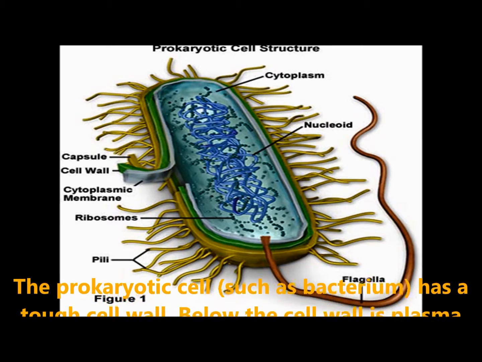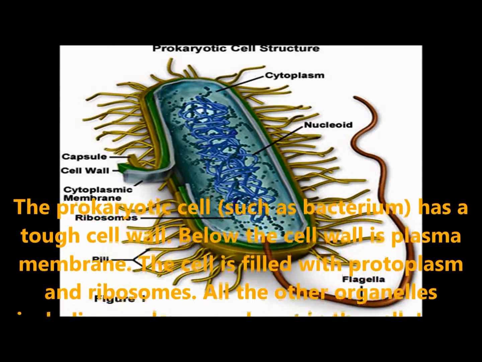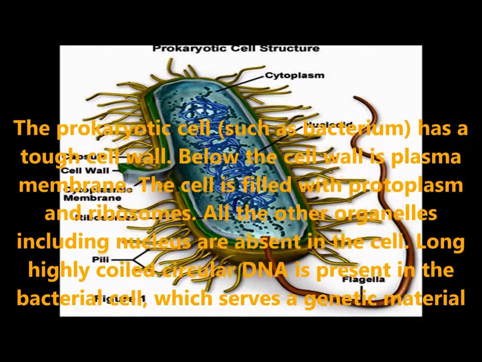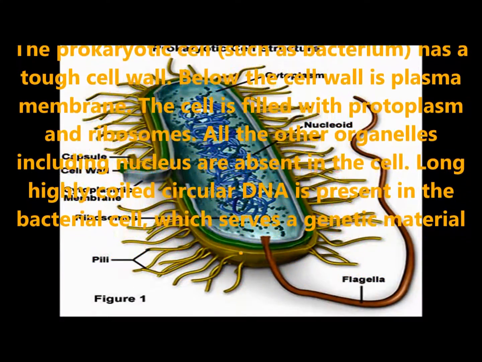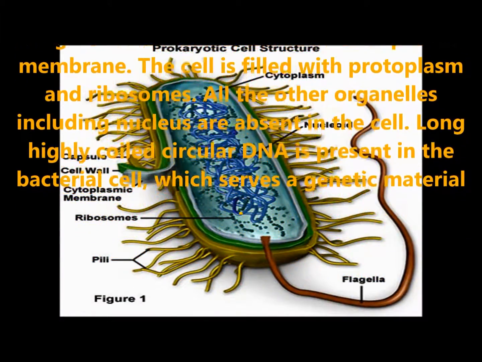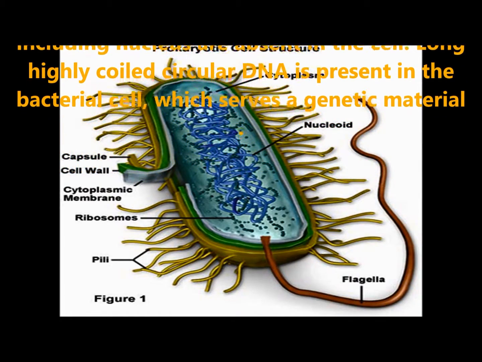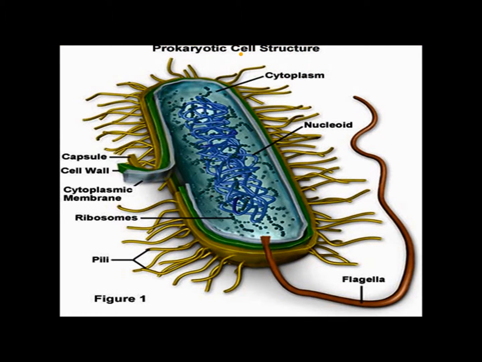The prokaryotic cell has a tough cell wall. Below the cell wall, there is a plasma membrane. The cell is filled with protoplasm and ribosomes. All the other organelles, including the nucleus, are absent in the cell. Long, highly coiled circular DNA is present in the bacterial cell, which serves as the genetic material.